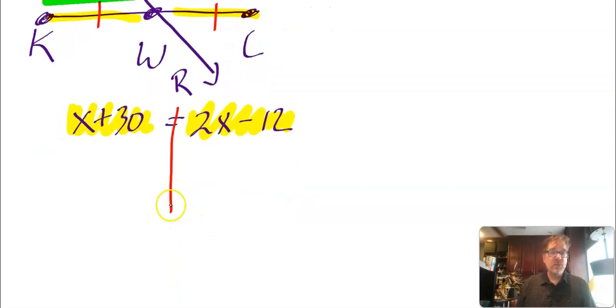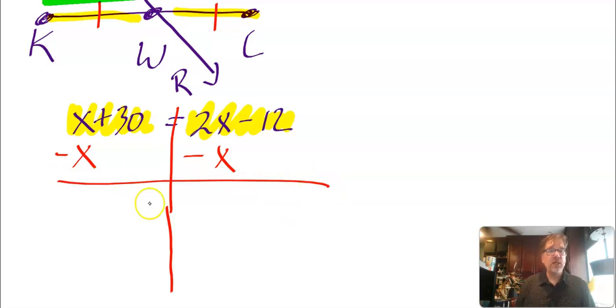So I'm going to move my smaller x. Get rid of that x on the left. If I get rid of it on the left, get rid of it on the right. x minus x is 0. Bring down the 30. 2x minus x is x. Bring down that minus 12.